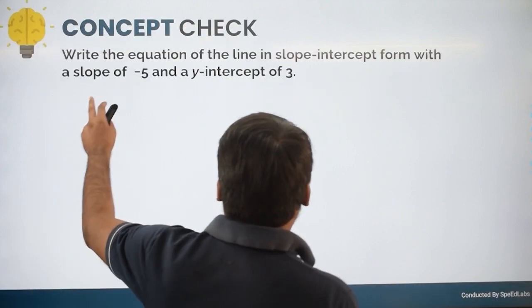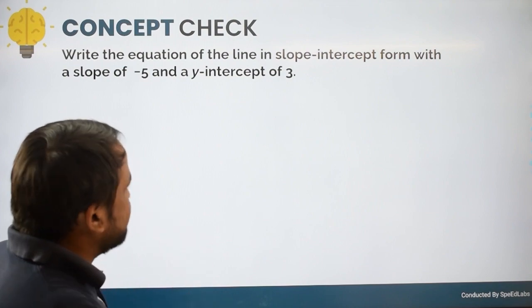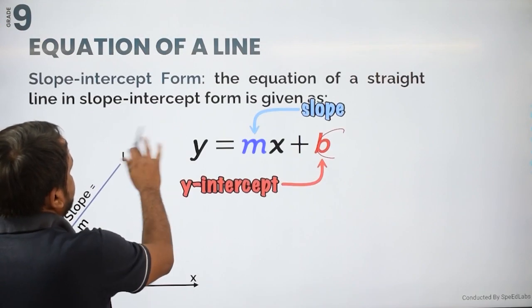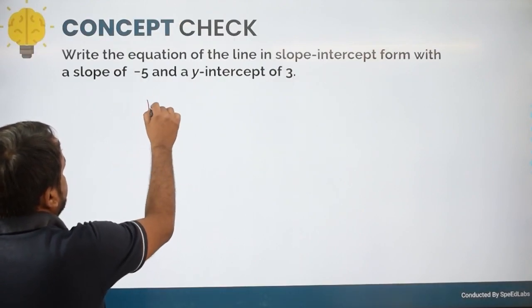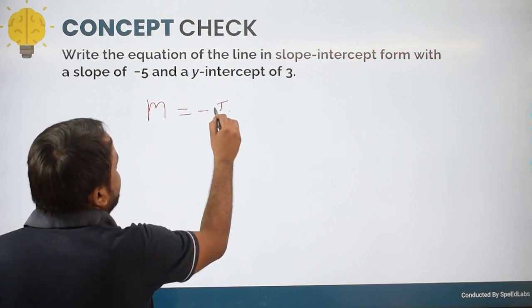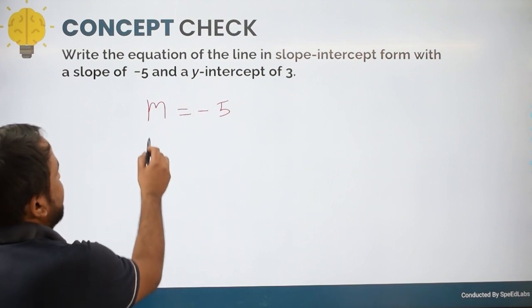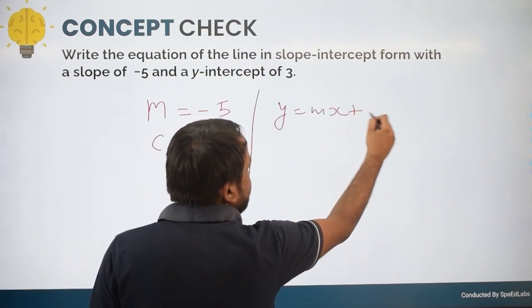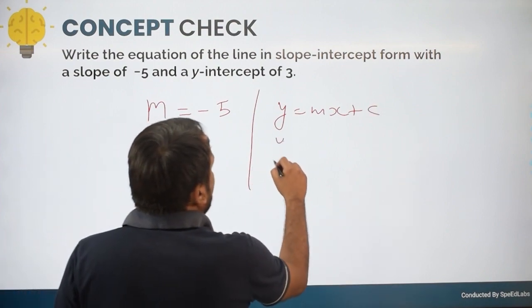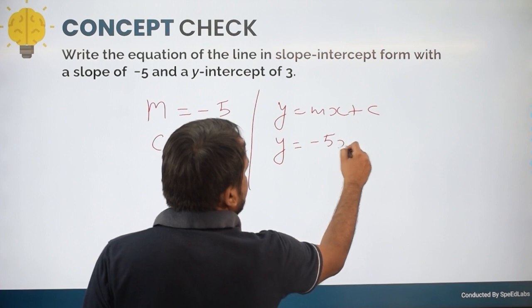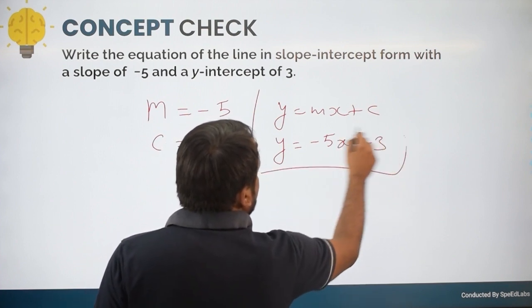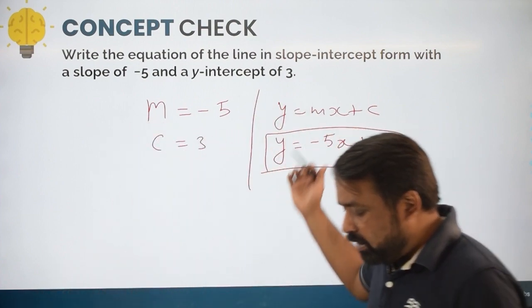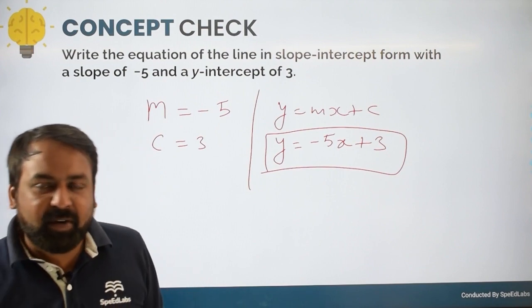Alright, next we have to write the equation of the line in slope-intercept form with slope m already given to us, which is minus 5, and y-intercept c, which is equal to 3. So, we know that the equation will be y equals mx plus c. So, y equals minus 5x plus c, c means 3. So, y equals minus 5x plus 3 is the equation of the line.